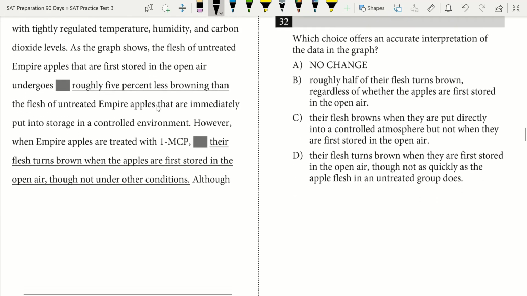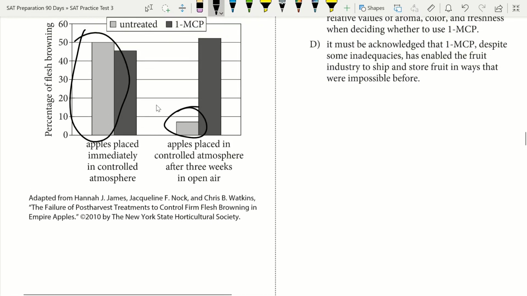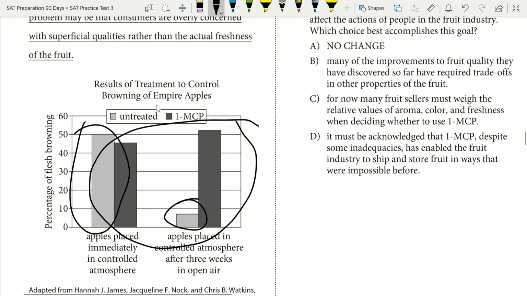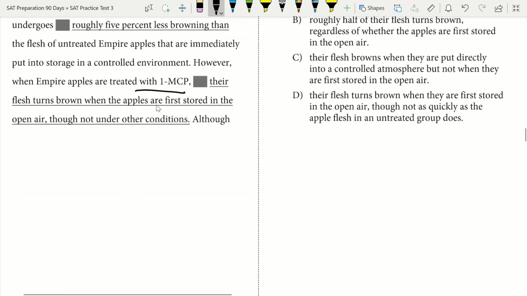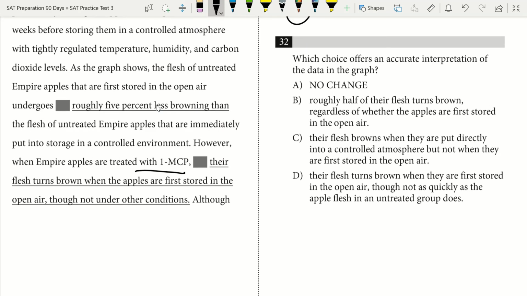All right, 32, which choice is accurate according to the data in the table? However, when Empire apples are treated with 1-MCP, so let's go take a look at when they're treated with 1-MCP, we see that that difference is very, very small. Okay, so that's the difference between those darker gray boxes. It's very, very small. So we have option A, their flesh turns brown when the apples are first stored, though not in under conditions.